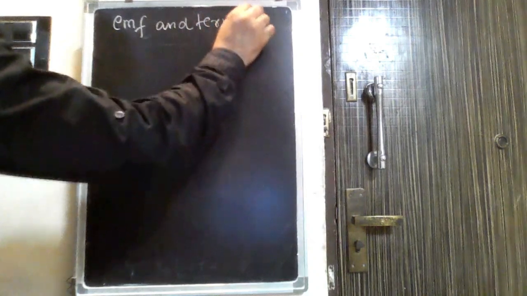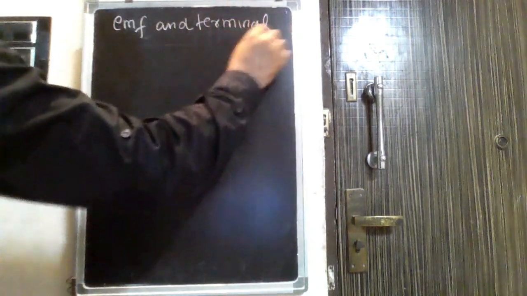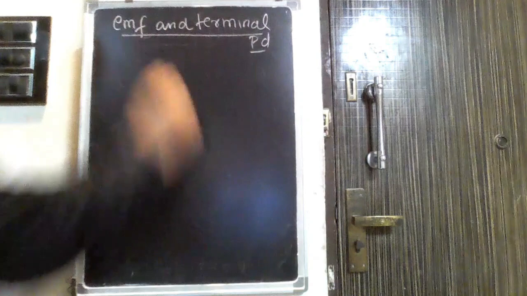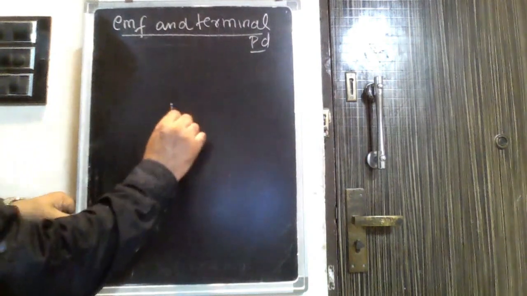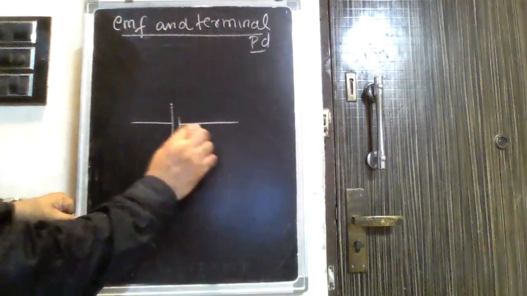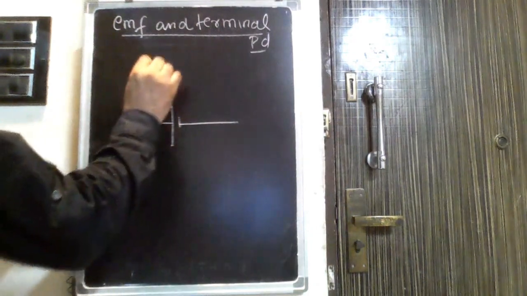This is a very, very important part of this chapter. What these two indicate is the most important information you should know. What's terminal PD, what's EMF? Imagine a battery and there are some resistors in a given wire.